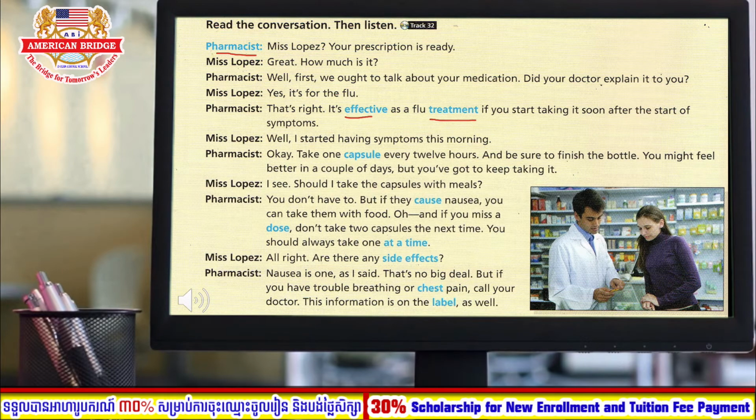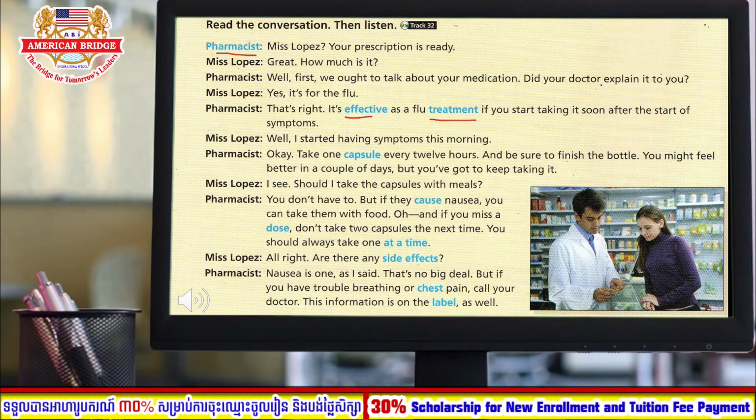I see. Should I take the capsules with meals? You don't have to, but if they cause nausea, you can take them with food. Oh, and if you miss a dose, don't take 2 capsules the next time. You should always take one at a time. All right. Are there any side effects? Nausea is one, as I said. That's no big deal. But if you have trouble breathing or chest pain, call your doctor. This information is on the label as well.